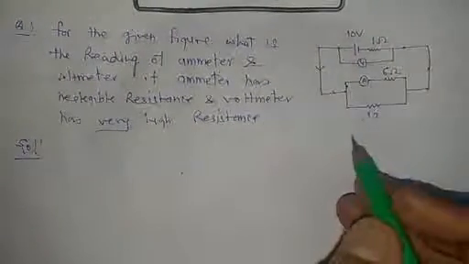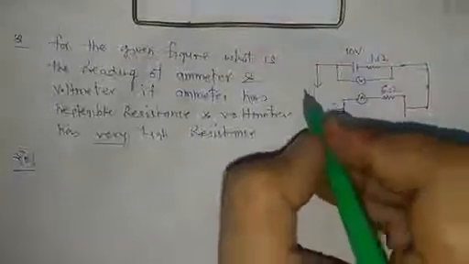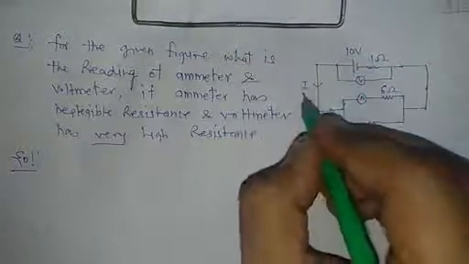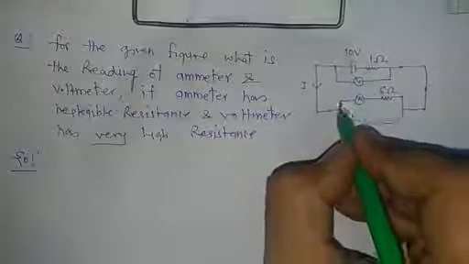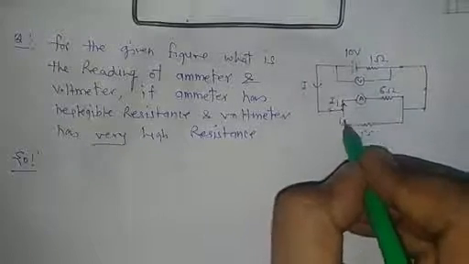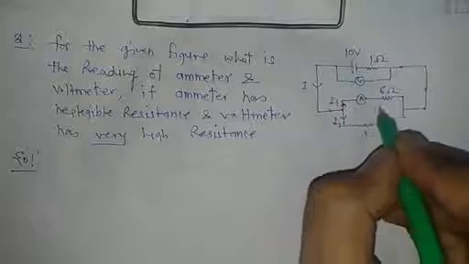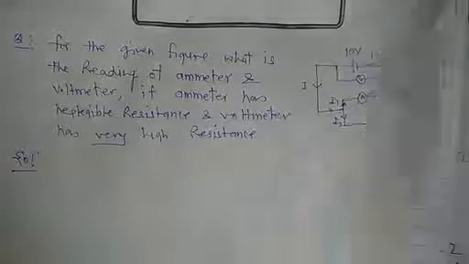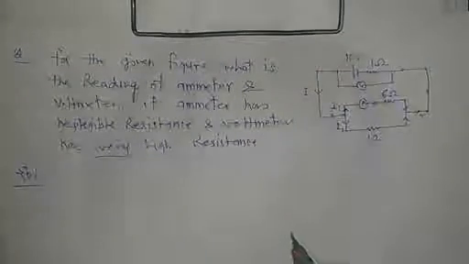We can assume the current provided by the battery to be I, and this current will divide here into I1 as well as I2. This way you can say. Now let us see its solution.